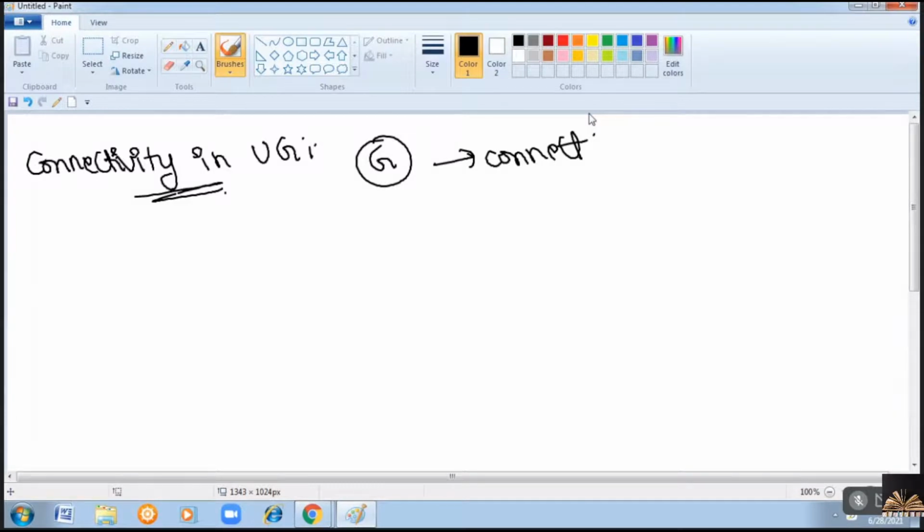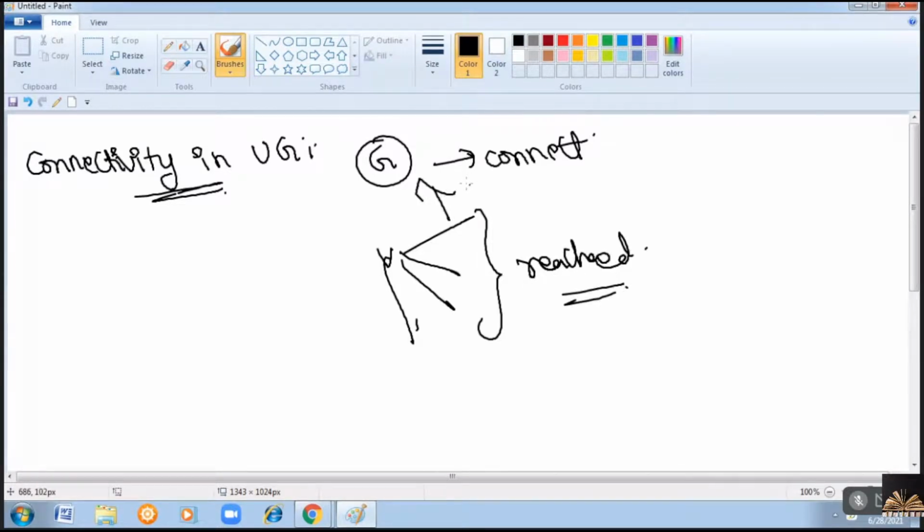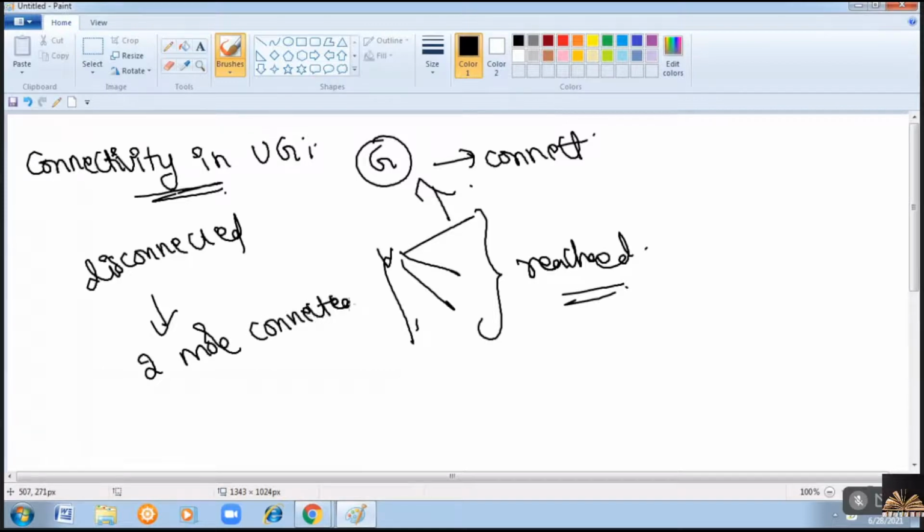Otherwise it is a disconnected graph, right? If from any given vertex you are able to reach all other vertices, then we can say that the graph is a connected graph. Otherwise, it is a disconnected graph. A disconnected graph contains two or more connected components.